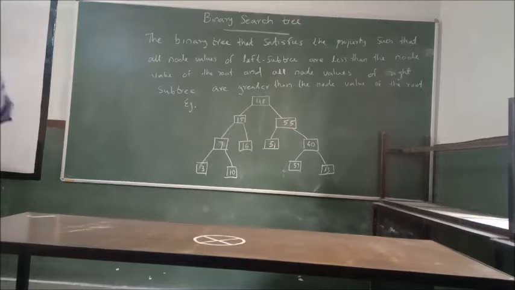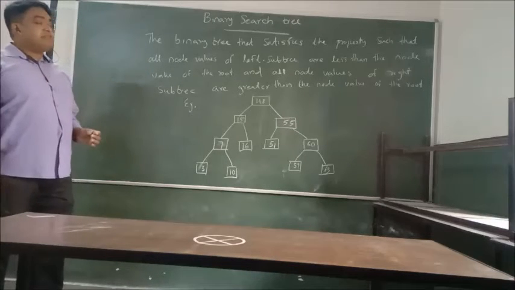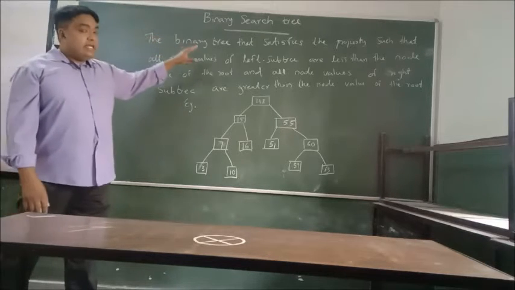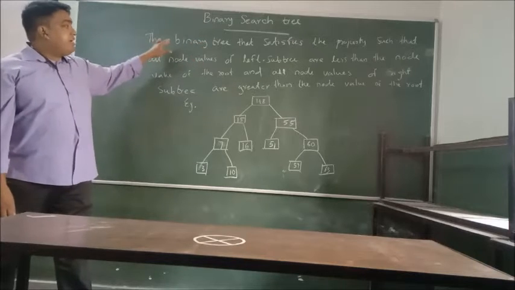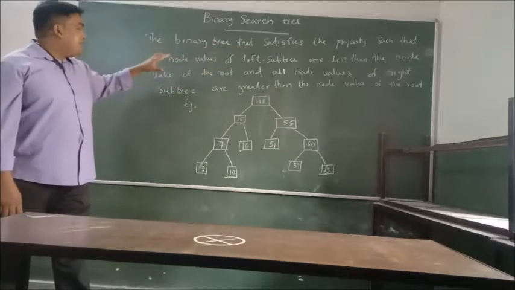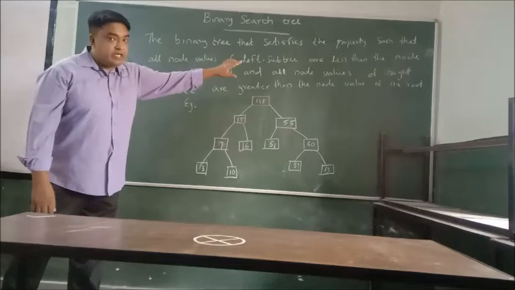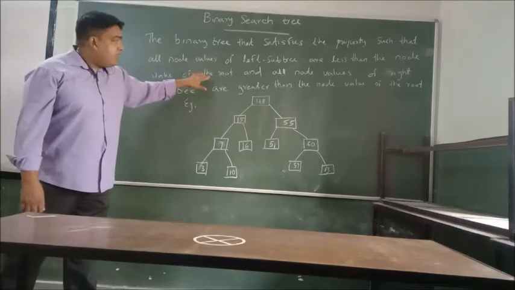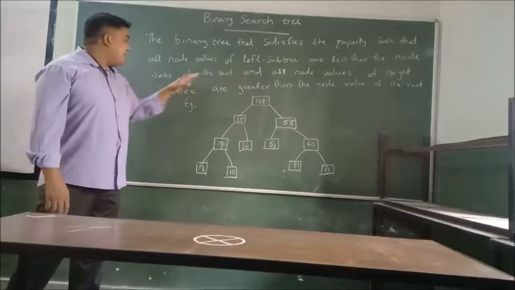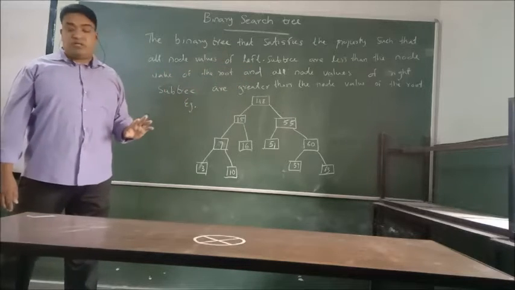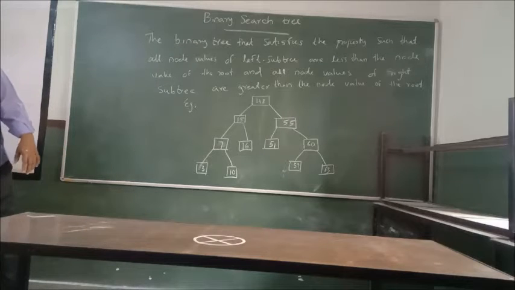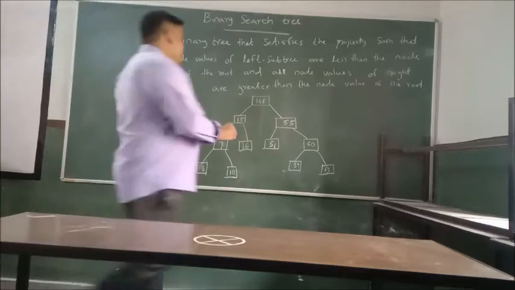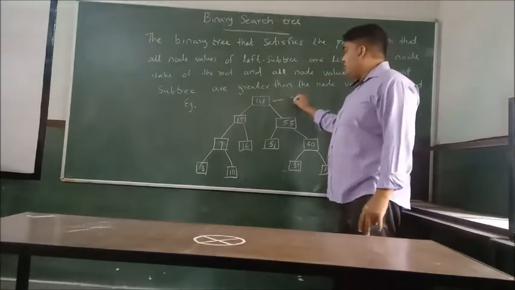Okay students, now we are going to see another thing which is called the binary search tree. So a binary search tree means a binary tree that satisfies the property such that all node values of the left subtree are less than the node values of the root, and all node values of the right subtree are greater than the node values of the root. Please note down the definition, and now I can explain this with the help of this example. So here you can see that 48 is the root.